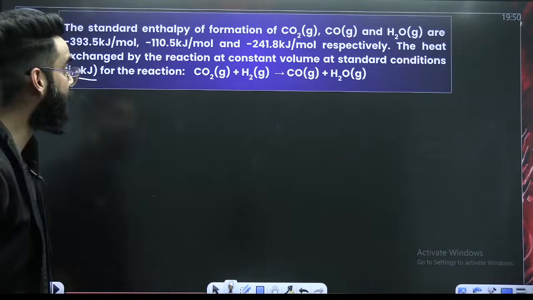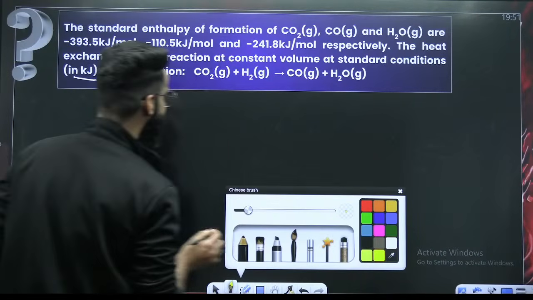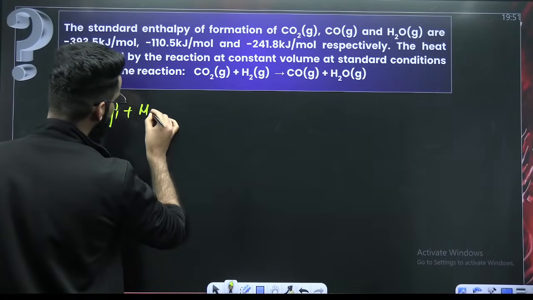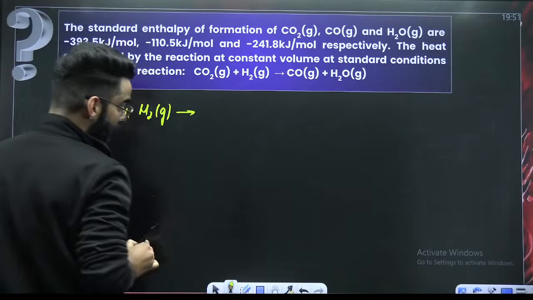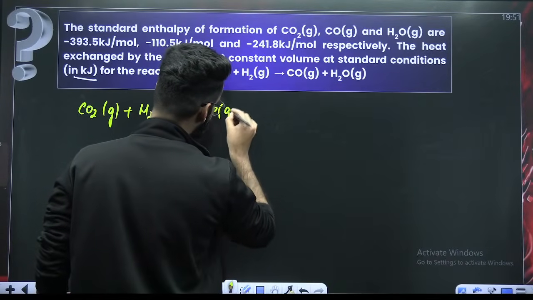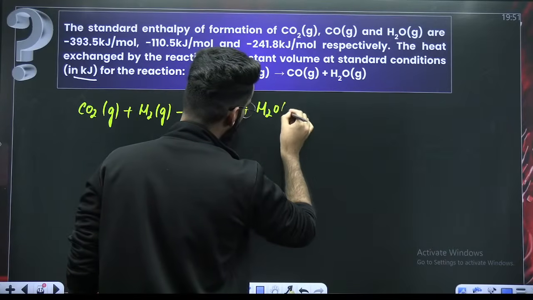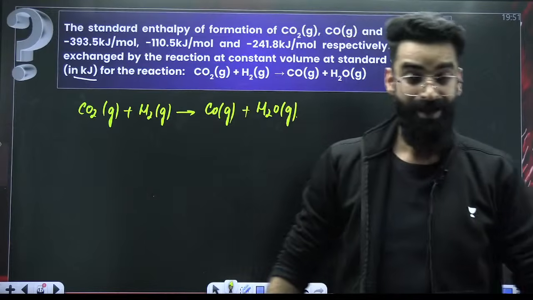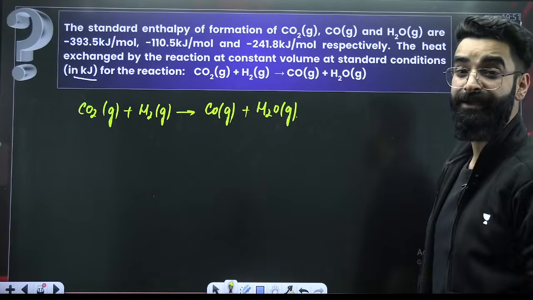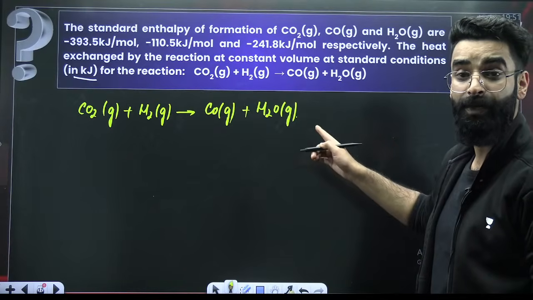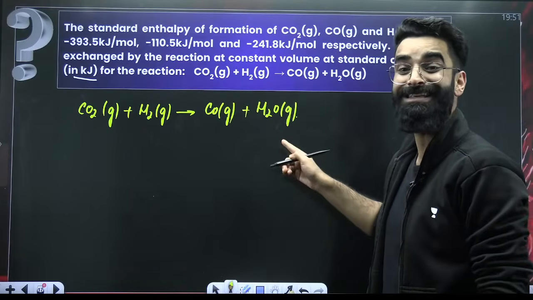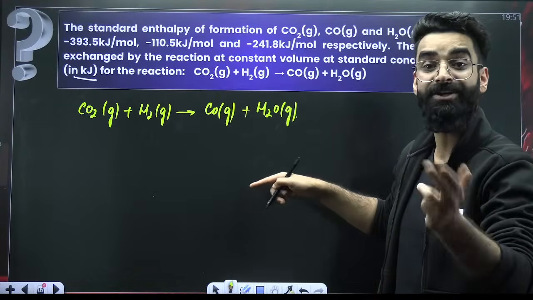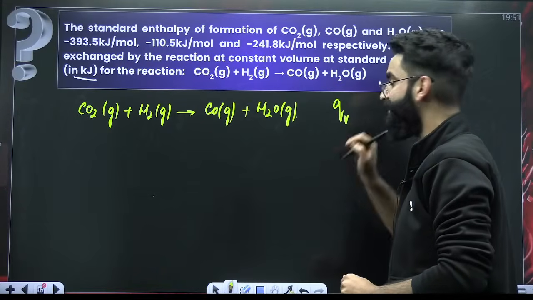See guys, how exactly am I going to solve this question? First thing, I'm going to write the reaction again. The reaction is like this: carbon dioxide gas plus H2 gas gives carbon monoxide gas plus H2O gas. This is the reaction that's given to me. As per the question, what am I supposed to calculate? I'm supposed to calculate the heat absorbed or released during the reaction at constant volume. That means this is the thing which I'm supposed to calculate.